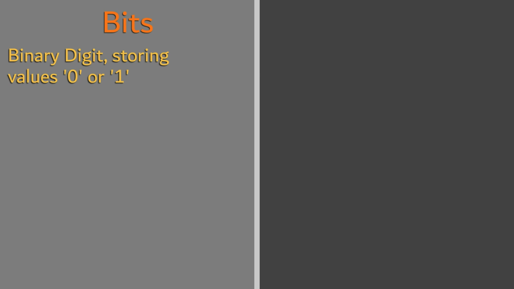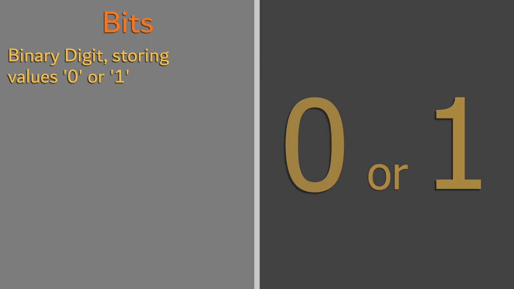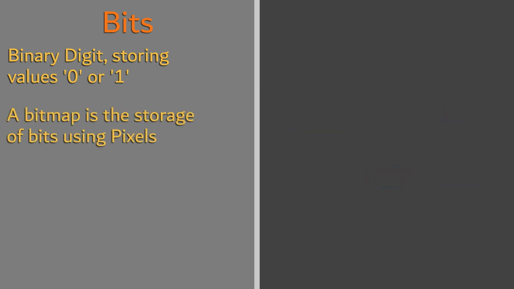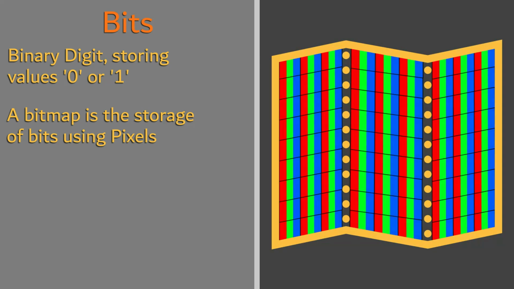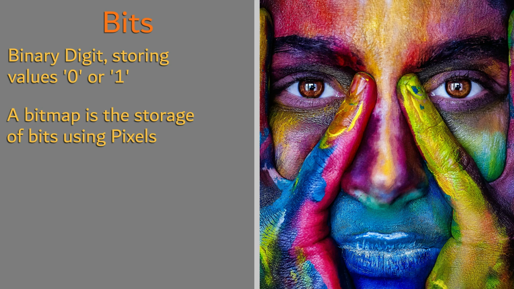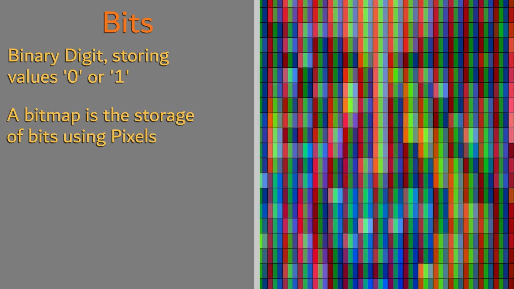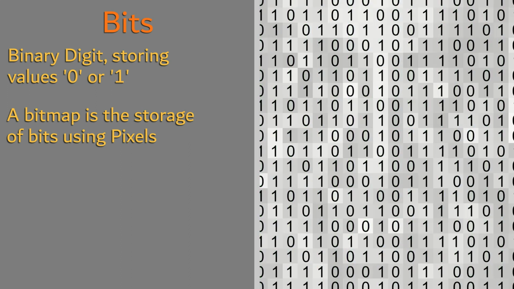A bit is a binary digit, which may only have the values 0 or 1. The term bitmap refers to the storage method for these images using pixels. It is a map where bits of information are stored in arrays, much like a grid. Anytime an image becomes digitally represented, it will be stored using pixels, which contain bits.